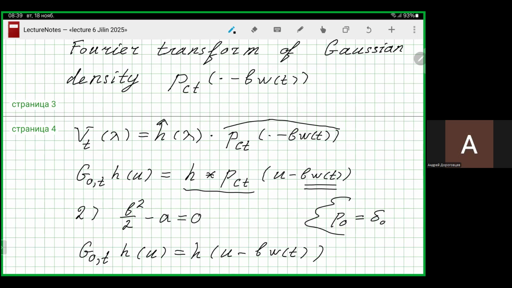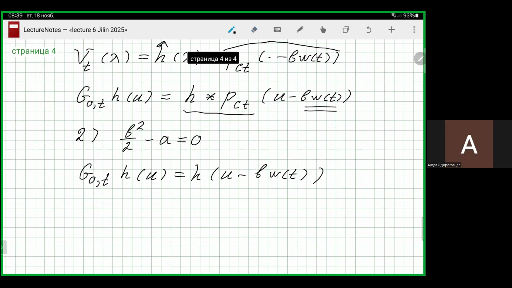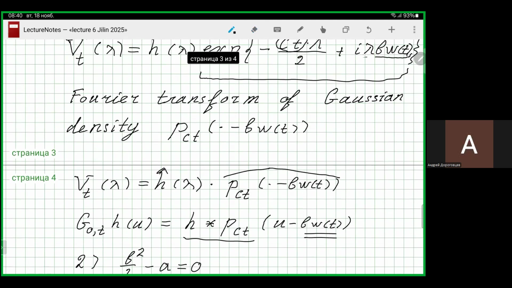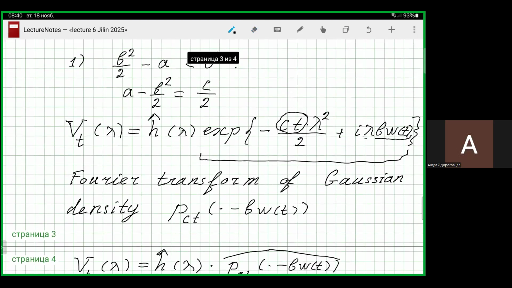That's all. So in this case, we also can write the solution to our Cauchy problem, and it again occurs to be a stochastic semigroup. And the last case we have to investigate is the following: b square over 2 is greater than a, so c is greater than 0. One can do the same up to this step.